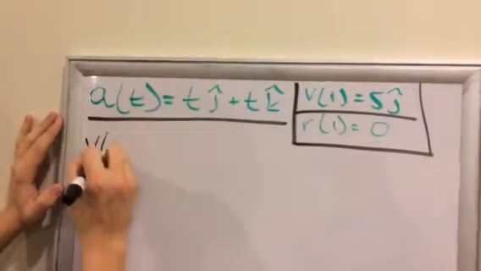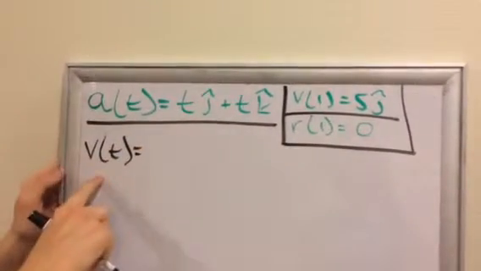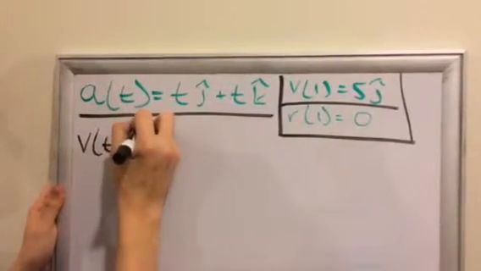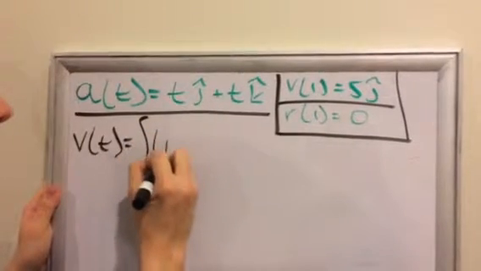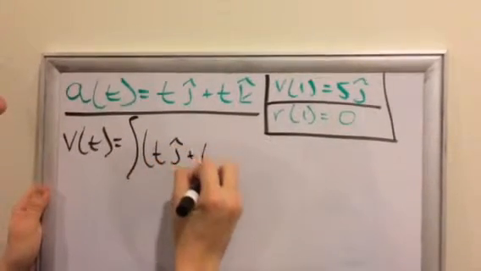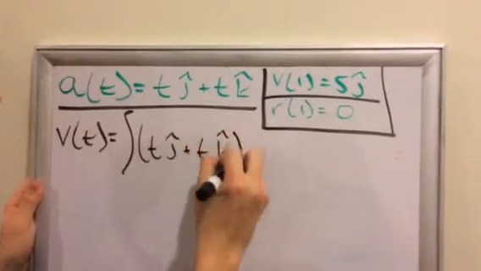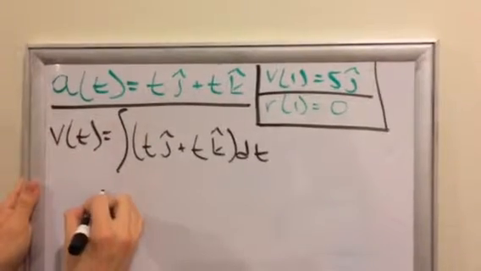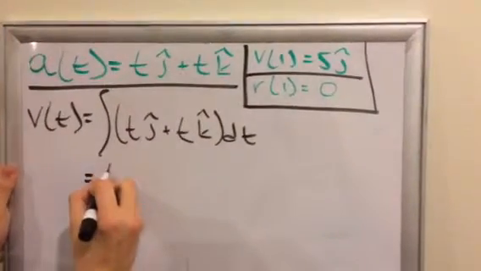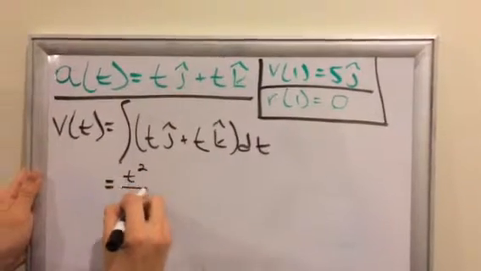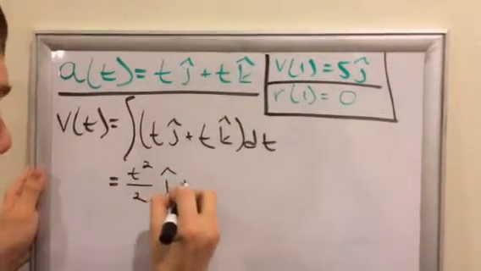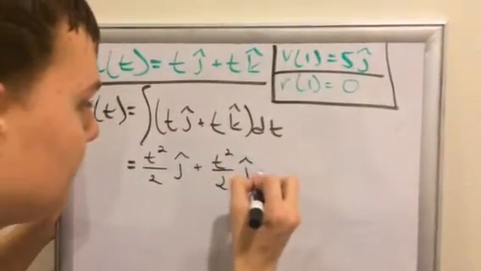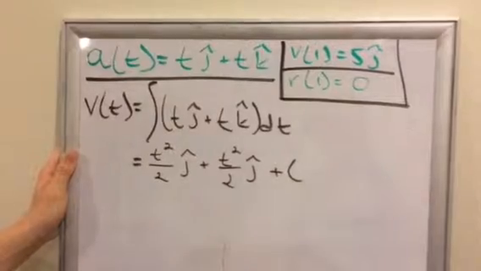So starting off, we need to solve for the velocity of t. So the velocity of t, as we know, is taking the integral of our acceleration. The integral of tj plus tk dt. And that'll, of course, be t squared over 2 j plus t squared over 2 k plus our constant c.